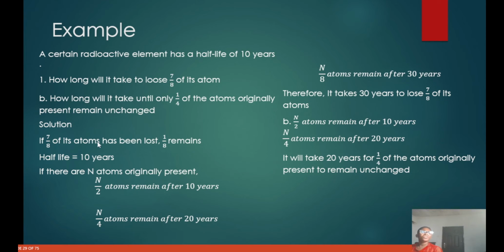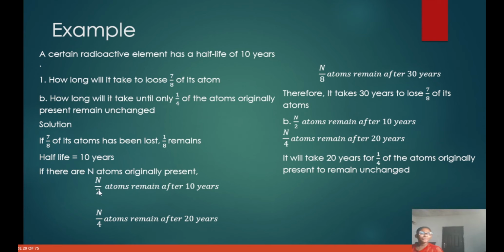If 7/8 of its atoms has been lost, so what is happening? 1/8 remains, right? 1/8 remains. So half-life is equal to 10 years. If we assume the number of atoms is n, we have n atoms presently, half of it in 10 years will be what? n over 2, right? In 20 years, n over 4. Then in 30 years, we're going to have what?